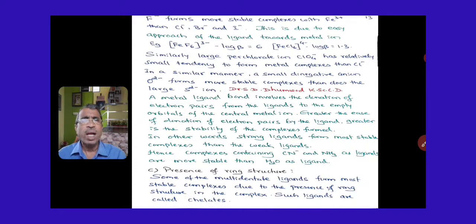Coming to the third one, presence of ring structures. Some of the multidentate ligands form more stable complexes due to the presence of ring structures in the complex. Such ligands are called chelates. Anyway, you are going to study about these chelates in this class after.